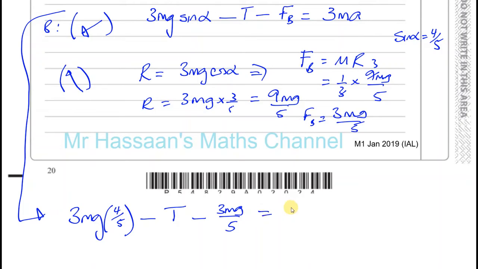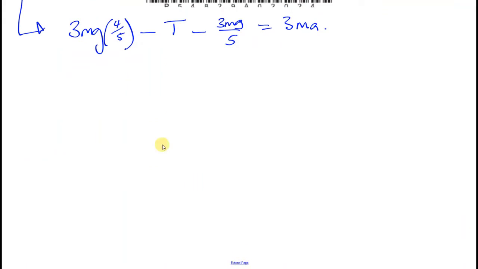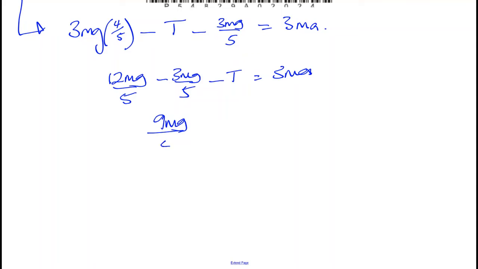Okay, that's equal to 3ma. So let's just simplify this a bit. If we simplify this, you're going to have 12mg over 5 minus 3mg over 5 minus T equals 3ma. So that's 9mg over 5 minus T equals 3ma. So that's now my second equation.